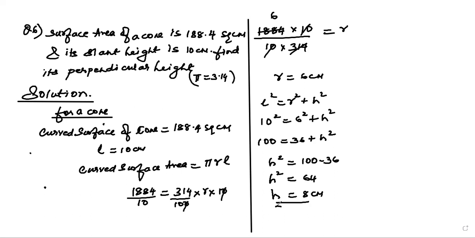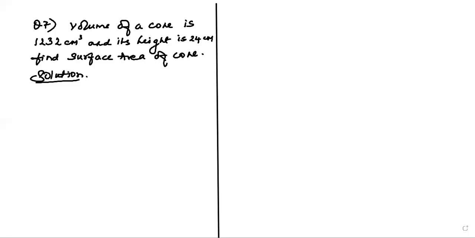So this is the answer, children. What is perpendicular height of this cone? Okay, 8 centimeter. We go to the next sum, children. Question number. Volume of a cone is 1232 centimeter cube. 1232 centimeter cube volume is given and its height is 24 centimeter. Find the surface area of cone. Again, when they refer surface area of cone, it is curved surface area. So you have to get curved surface area.